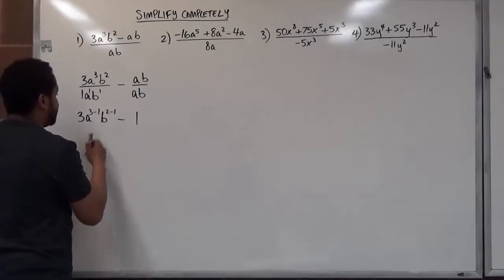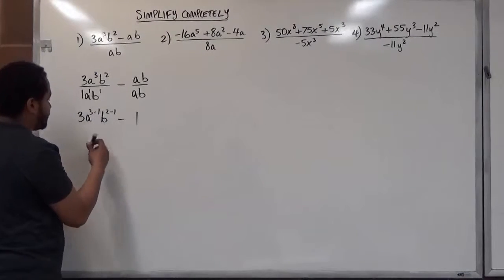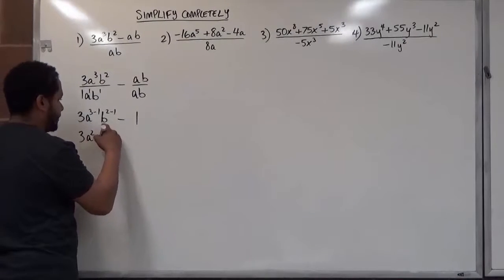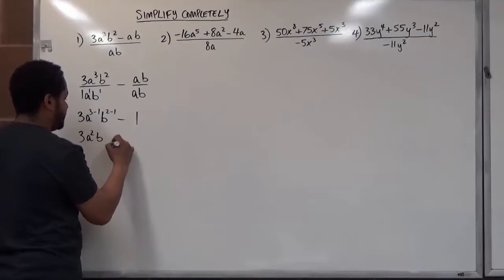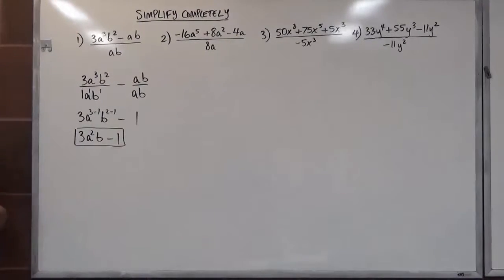Our last step here is to take the remainder of the subtractions that are left. So we have 3 times a to the third minus 1, which is a squared. B to the second minus 1 is just b. And the negative 1 comes down for the trip. That takes care of our first problem.